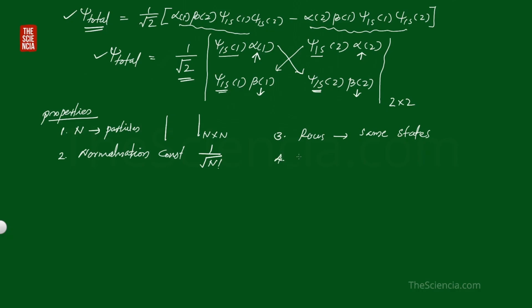Fourth property, columns. Check in the column. In the column, see, particle number 1, here also 1, 1, 1. So in the first column, all the entries are the first particle, right? And in the second column, all the entries are the second particle. So the column contains the same particle. So these are the properties of the Slater determinant. If you know these 4 properties, you can write the wave function of any particles, any fermions, right?